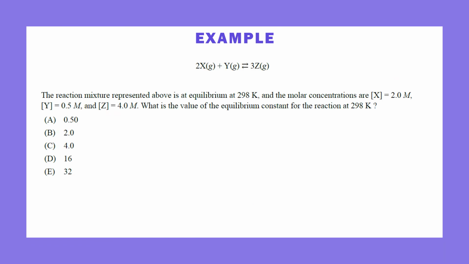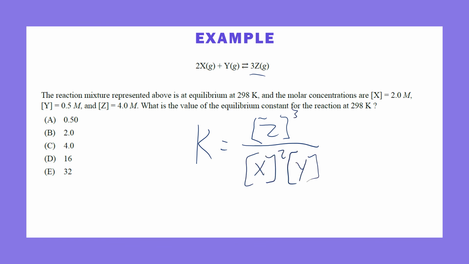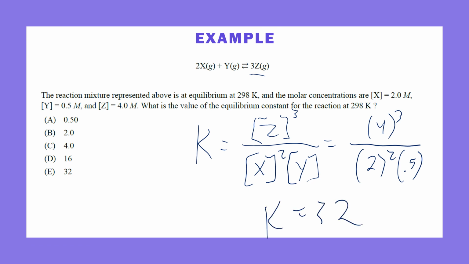Okay, we have a reaction, and it's at equilibrium, and they give us the molar concentrations. What is the value of the equilibrium constant? So that's pretty straightforward. We just need to write the correct equilibrium expression. So Z is cubed, X is squared, Y. Always products over reactants. So now we can just plug in our values for Z cubed over 2 squared times 0.5. Solve for K. And when you solve that, you get K as 32.